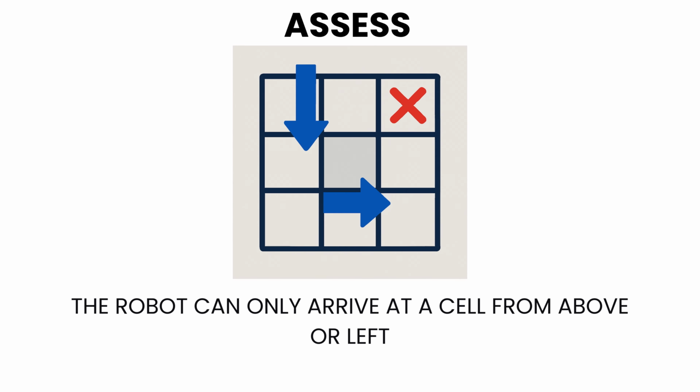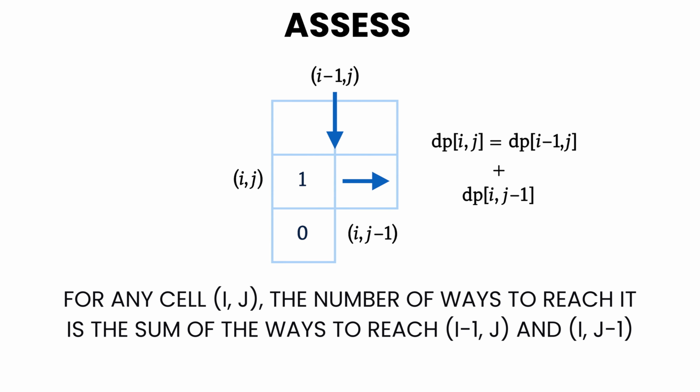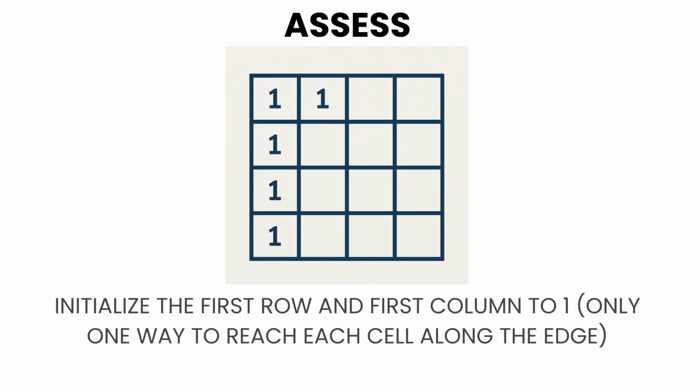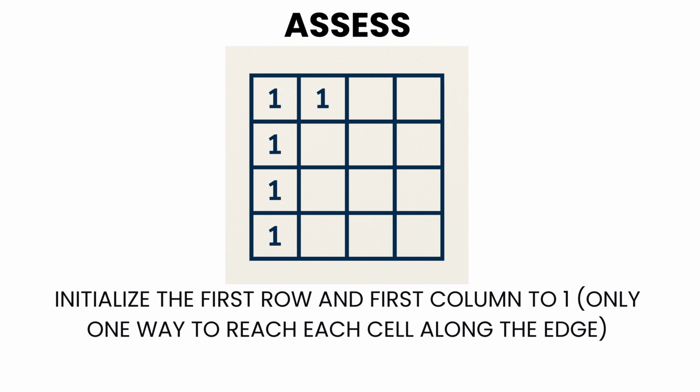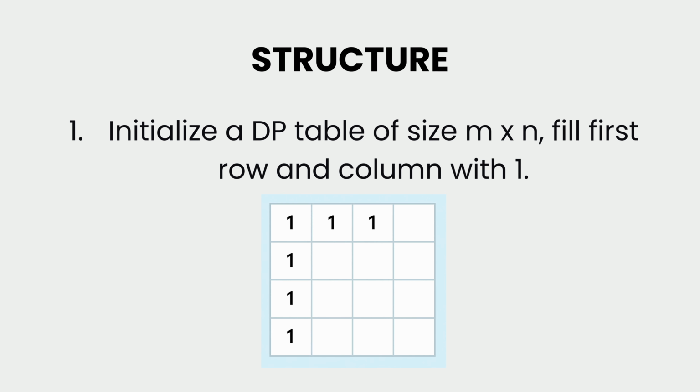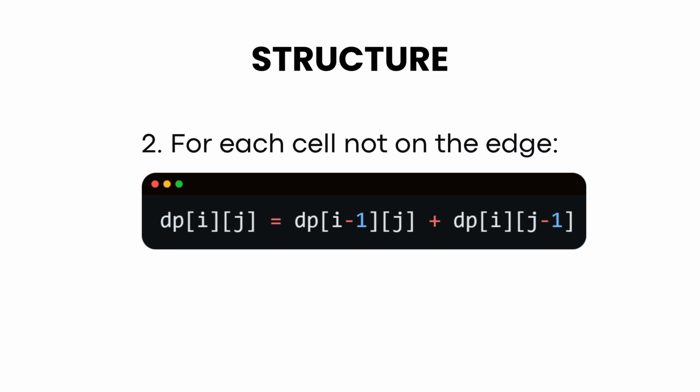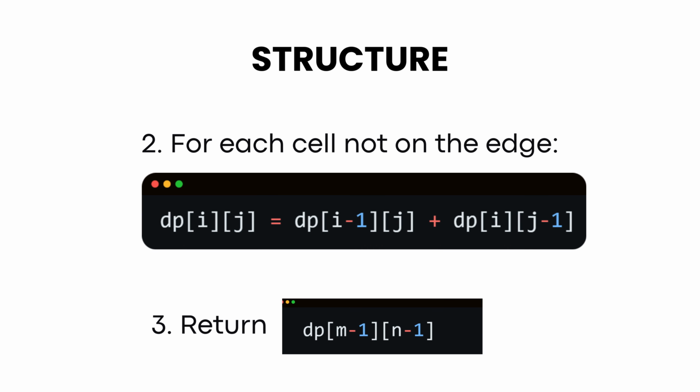The robot can only arrive at a cell from above or left. For any cell i, j, the number of ways to reach it is the sum of the ways to reach i-1, j and i, j-1. Initialize the first row and first column to 1, only one way to reach each cell along the edge. Initialize a DP table of size M by N, fill first row and column with 1. For each cell not on the edge, dp[i][j] equals dp[i-1][j] plus dp[i][j-1]. Return dp[m-1][n-1].